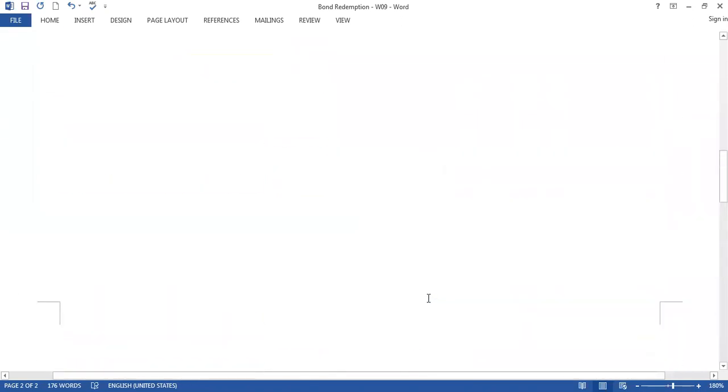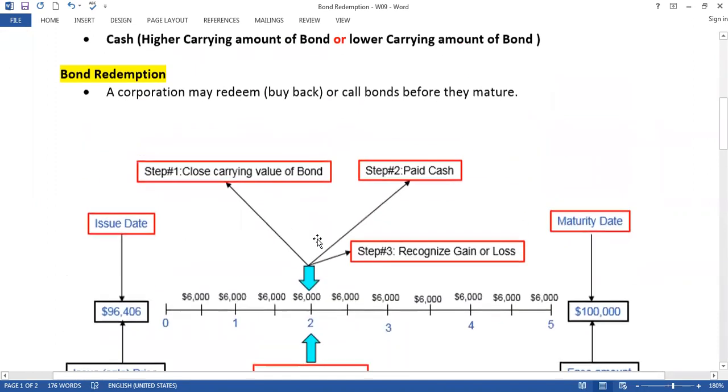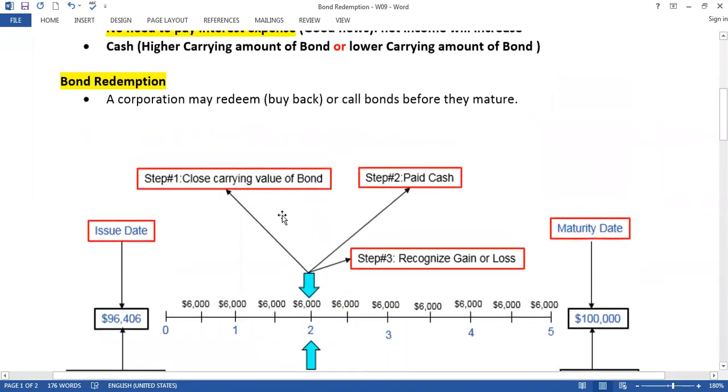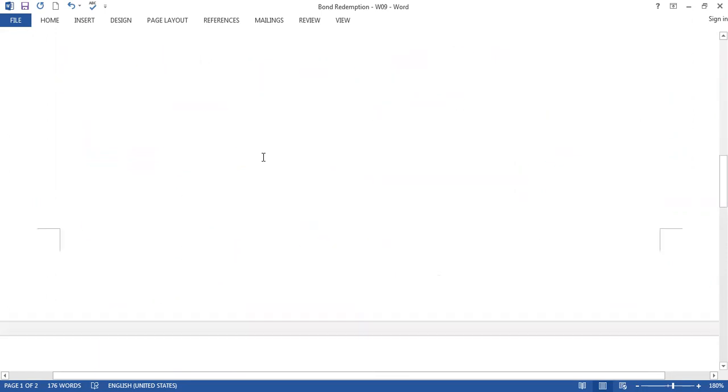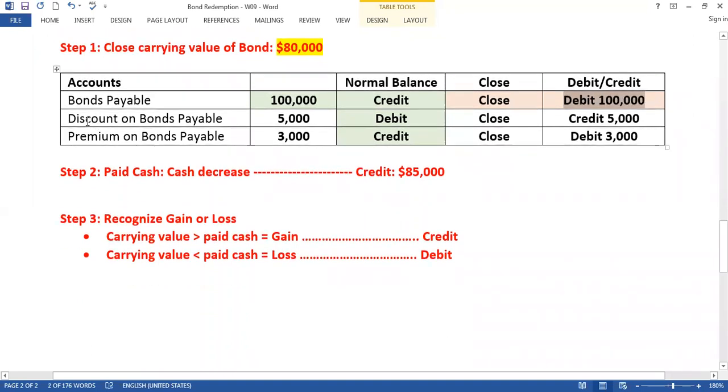So these are the 3 steps when we record the buyback of the bond. First, I repeat again, we close the carrying value of the bond. To close carrying value of the bond, this is the formula. Bonds payable before we record credit, to close, make it debit. Discount on bonds payable before we record debit, to close, you have to record credit. Premium on bonds payable, we record credit, to close, make it debit.